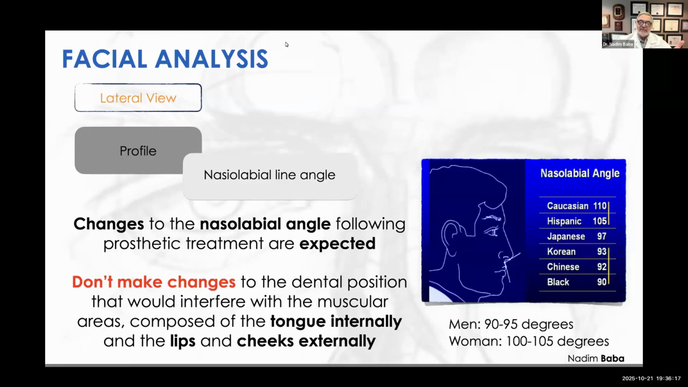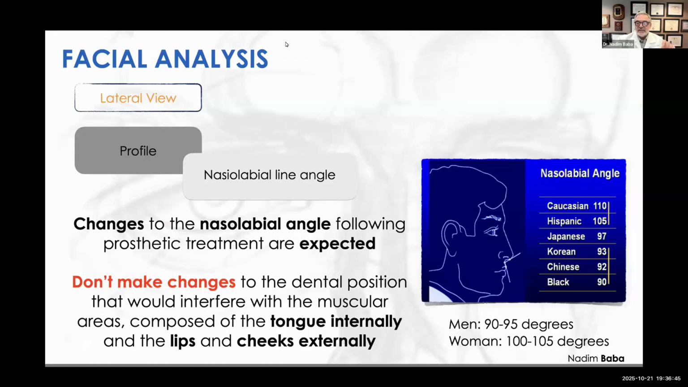Now, let's look at the lateral views. Let's look at the profile. The nasolabial line angle. This angle changes following prosthetic treatment, and it's very expected. So don't make changes to the dental position that would interfere with the muscular area composed of the tongue internally and the lips and the cheeks externally.